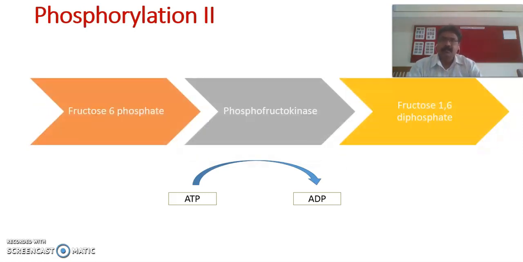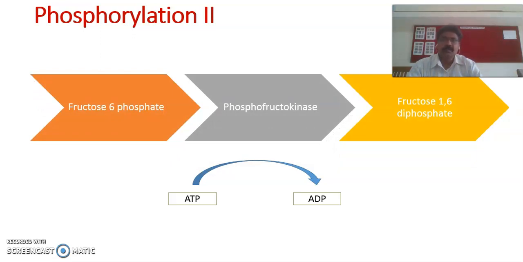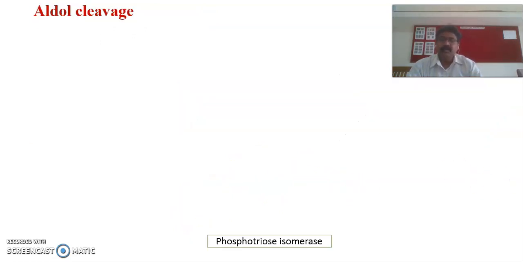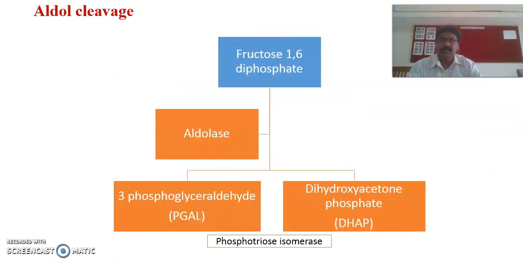In this step, again fructose 6-phosphate is phosphorylated to form fructose 1,6-diphosphate, and this reaction is mediated by phosphofructokinase. In this reaction, again 1 ATP molecule is used. Then the next step is the aldol cleavage. In this aldol cleavage, fructose 1,6-diphosphate is broken down and converted into 2 molecules.